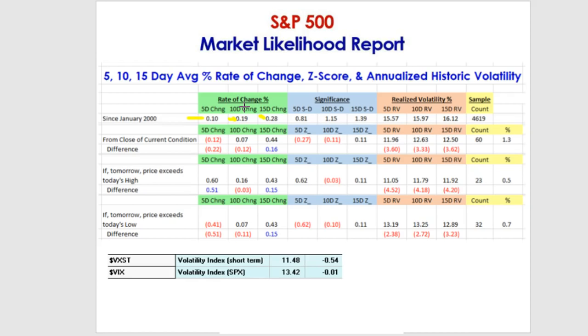Now, when we look at our 60 occurrences, the 5-day rate of change of those 60 occurrences is to the downside, 0.12%, more than 0.1% to the downside. Now, is that a big deal? Because instead of going up 0.1%, it goes down 0.12. That's a difference of pushing 0.25%.